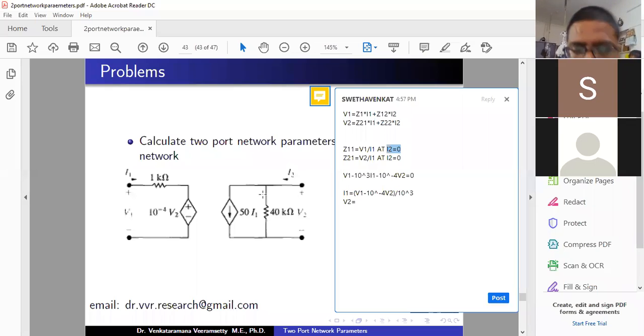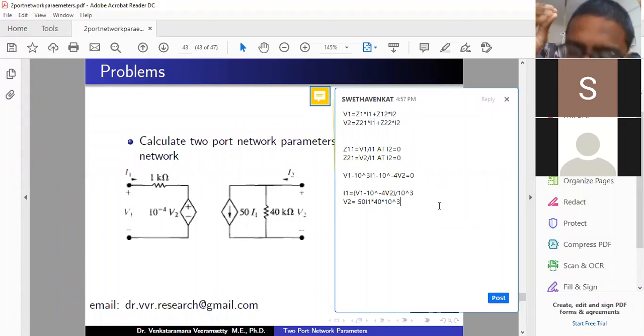50 I1. So what is V2? That is nothing but the voltage across the 40 kilo ohm. What will it be? 50 I1 multiplied with 40 kilo ohm. 40 kilo ohm is 40 into 10 power 3.